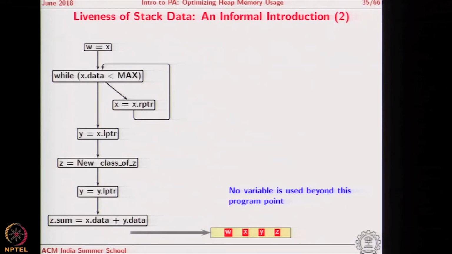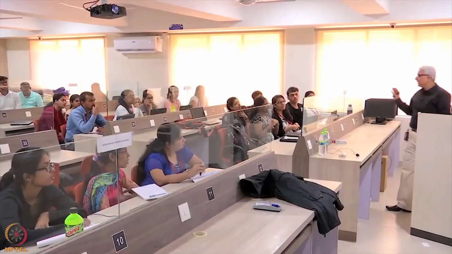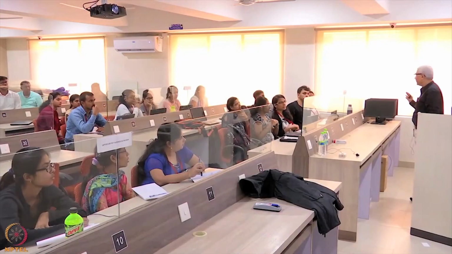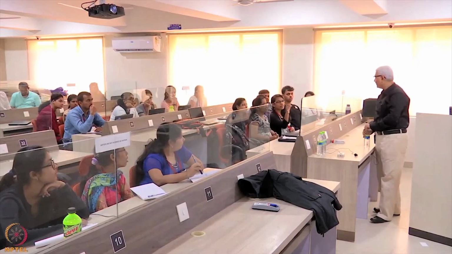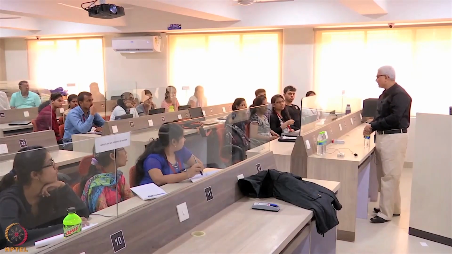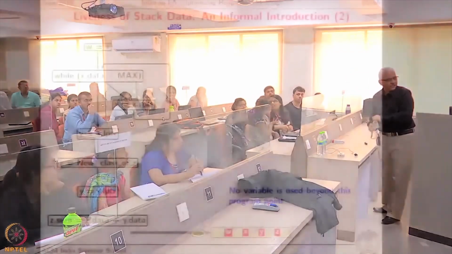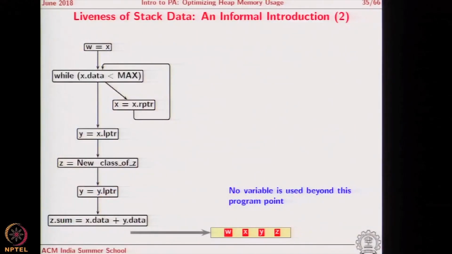Now if nothing is live here, what do you think should be marked as live here? Which variables should be marked as live? X, Y and Z. Are you sure Z is live? Z appears on the left hand side, by the way. We need the location. Y, yes, Y is live. Is X live? X is not live. Z, is it live?